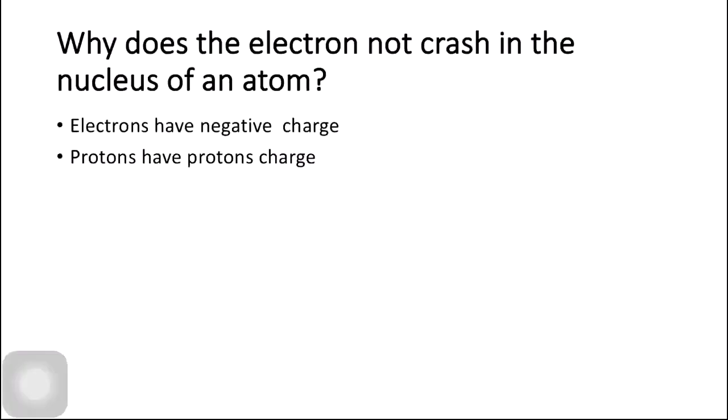Here is a question for all of you. We know that electrons have a negative charge, protons have a positive charge, and opposite charges attract each other due to the electrostatic attraction. Then why does the electron not crash into the nucleus of an atom? Okay, let me explain. Electron doesn't crash or fall into the nucleus because centripetal force due to the revolution of electrons balances the electrostatic force of attraction between the nucleus and electron and prevents the electrons from falling into the nucleus.